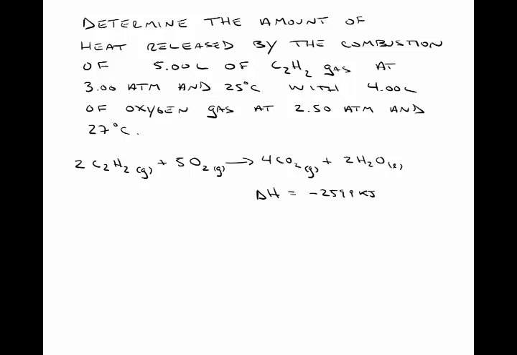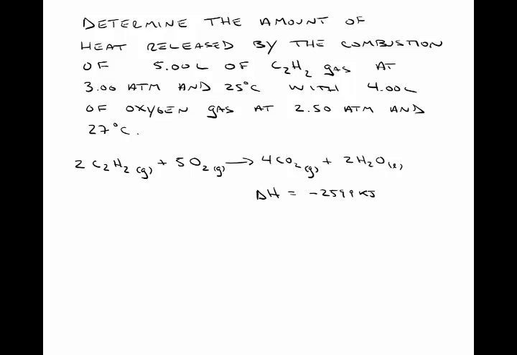We're given a balanced chemical equation which tells us for every 2 moles of acetylene gas, we require 5 moles of oxygen gas to produce 4 moles of carbon dioxide gas and 2 moles of liquid water. The change in enthalpy for the reaction, aka the heat released for the reaction, is negative 2,599 kilojoules. The negative sign is telling us this is an exothermic reaction. Heat is being released. So this is a thermochemistry problem because we're dealing with heat being released as a product.